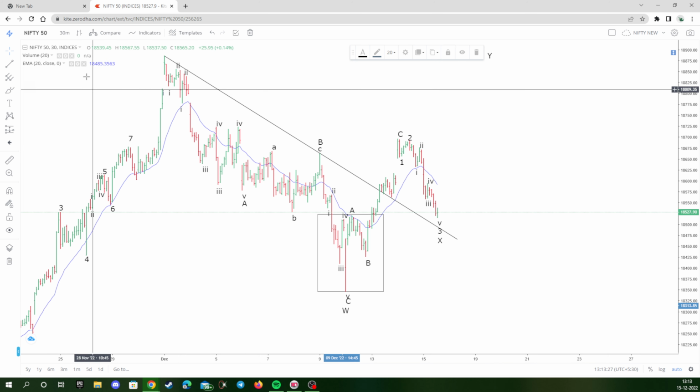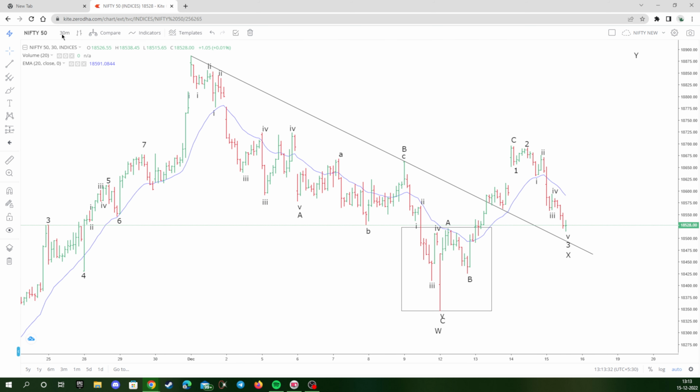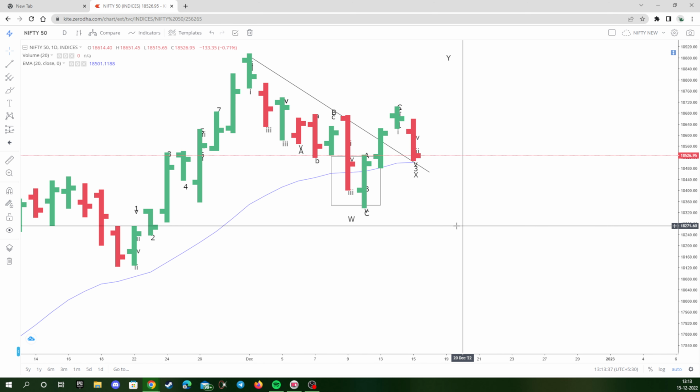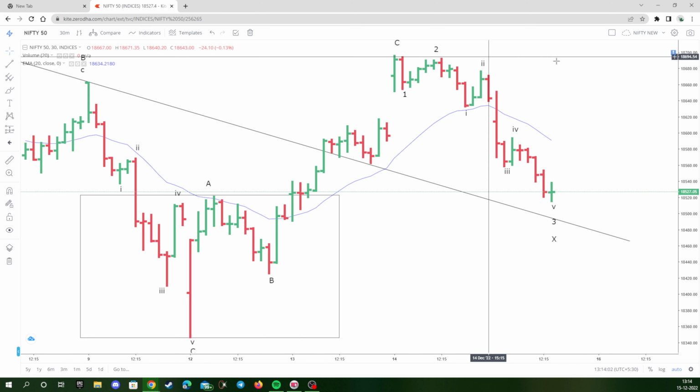Well, all in all, this looks a bit complex, but if I give you some levels, the 20 EMA on the daily chart comes around 18,501. So we are roughly 25 points higher than the EMA. So that might help us to conclude whether this is just a counter trend rally or the counter trend bounce is going to extend, say, towards 19,000 or even 18,900. That was my count on Nifty.